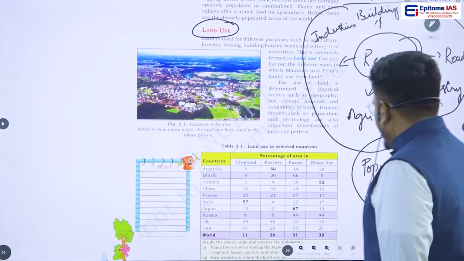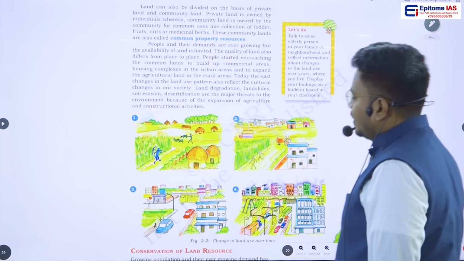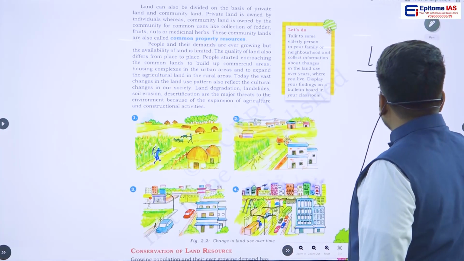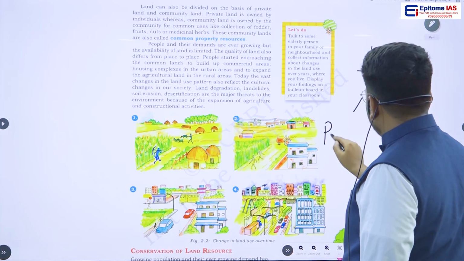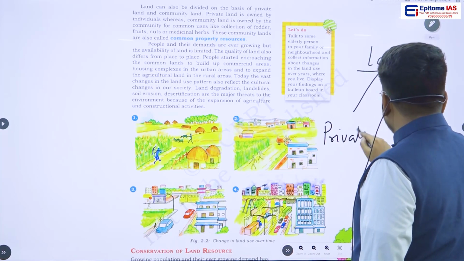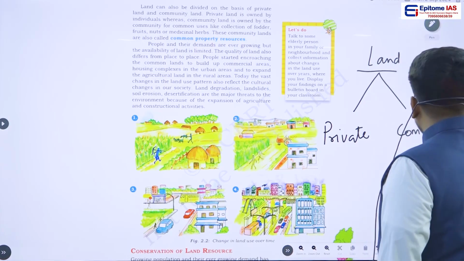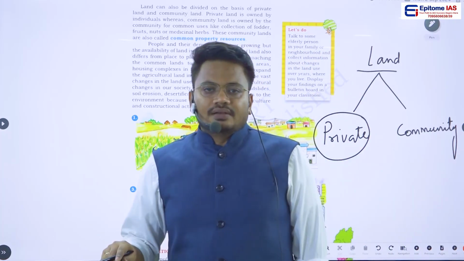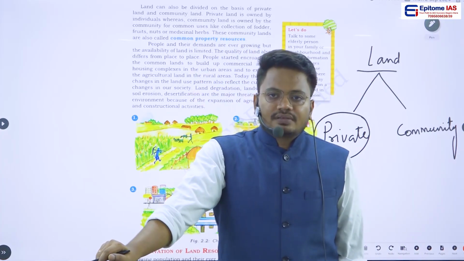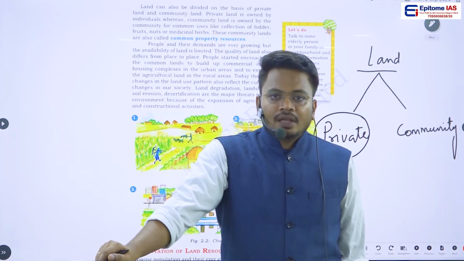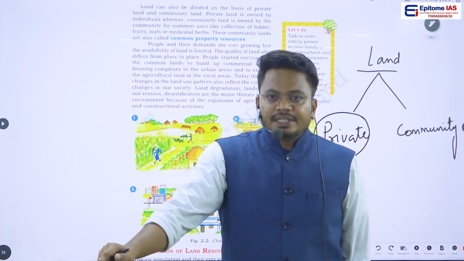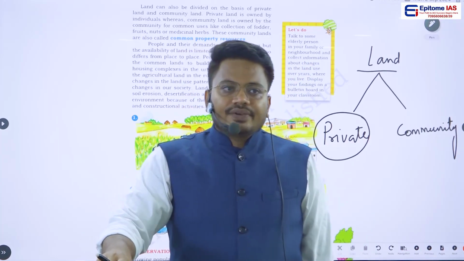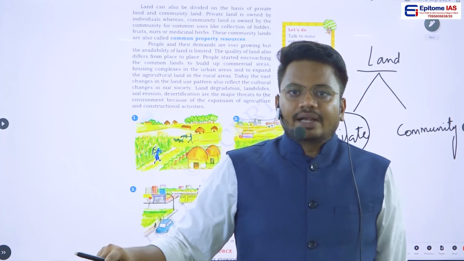Next, what we have to understand from this particular topic is that the land which is available, we can demarcate into two types. One, private lands, second, community lands. What is meant by private land? The land which is held by private players, private individuals. And what is meant by community land? Community land is such land where the people in the community have rights on that particular land.